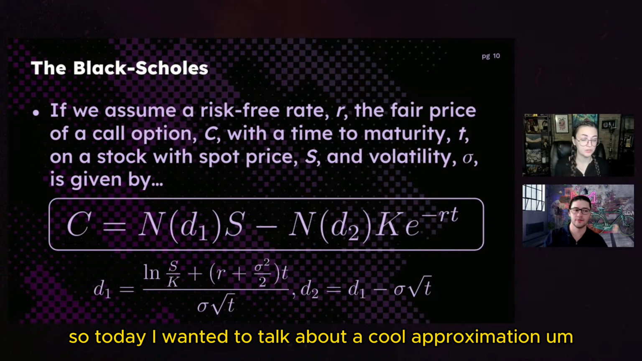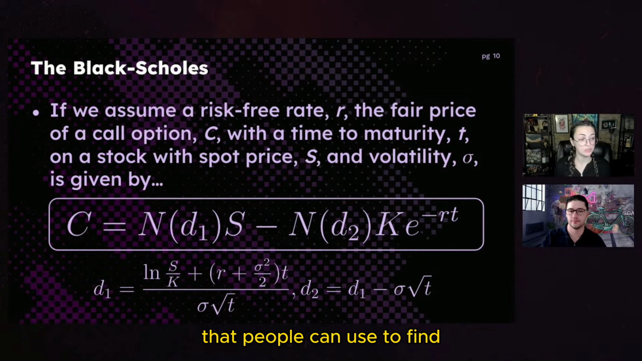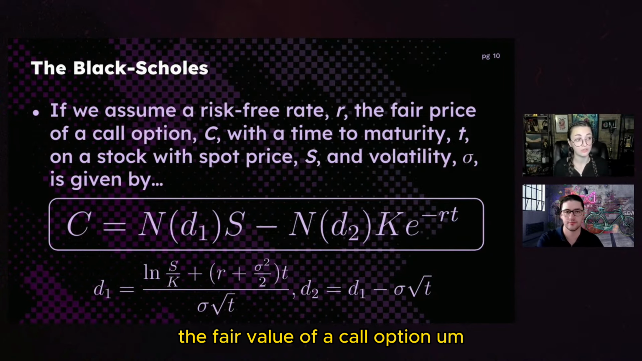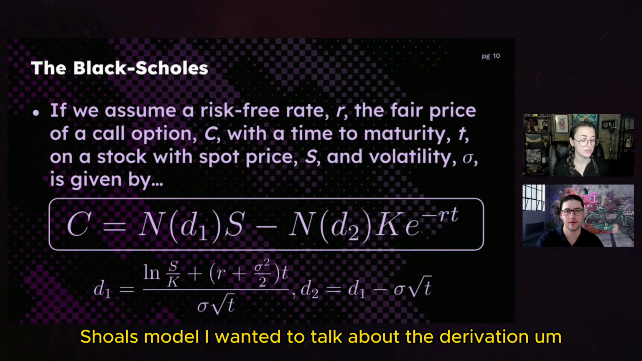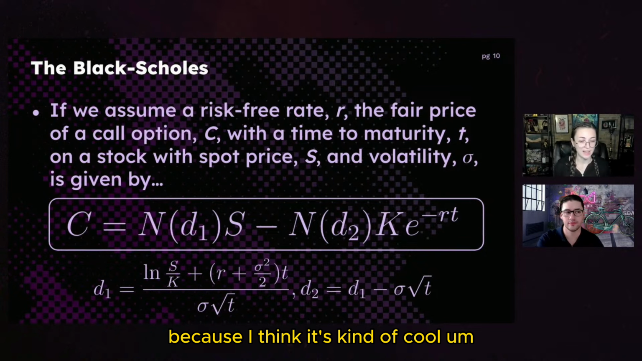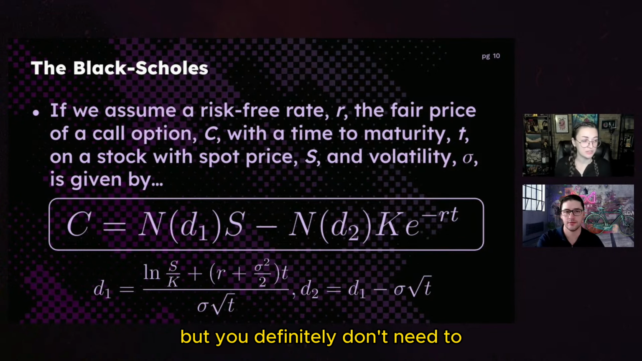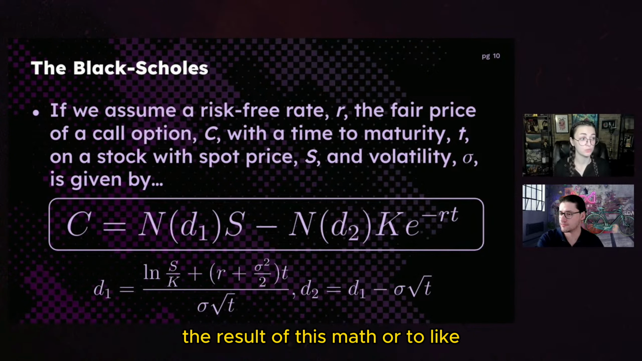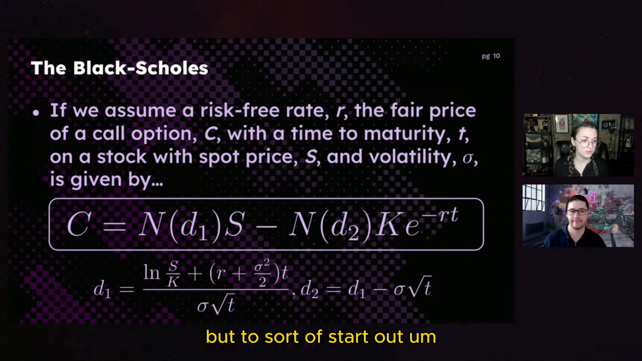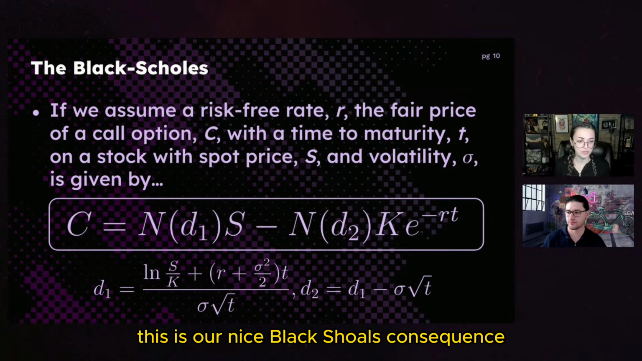So today I wanted to talk about a cool approximation that people can use to find the fair value of a call option using some of the parameters from the Black-Scholes model. I wanted to talk about the derivation because I think it's kind of cool, but you definitely don't need to understand this to be able to use the result of this math or to trade practically.